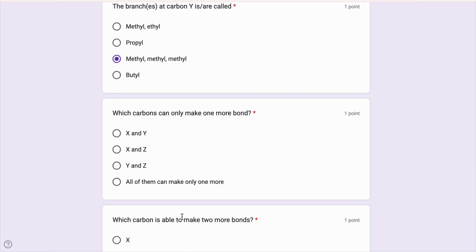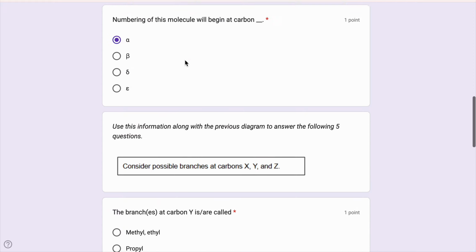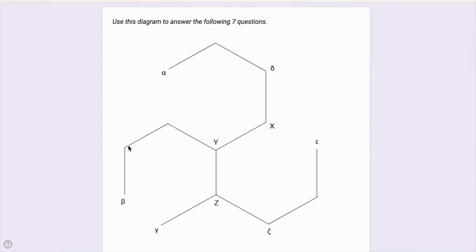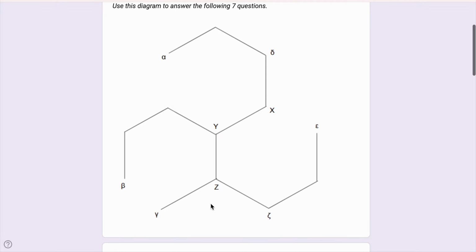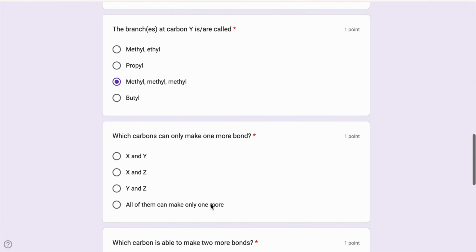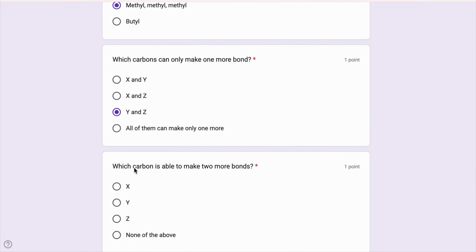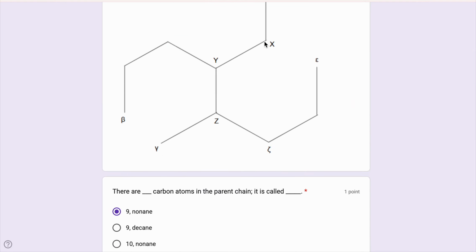Which carbon atoms can only make one more bond? X and Y, Y and Z, or all of them? Y and Z. Which carbon atom is able to make 2 more bonds? X.